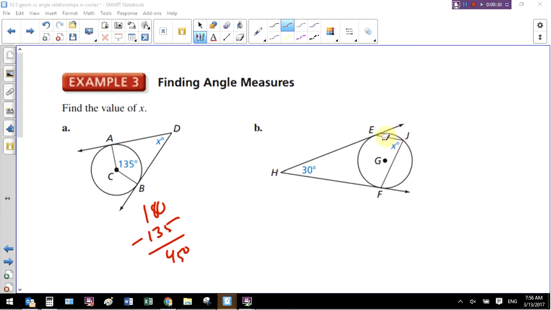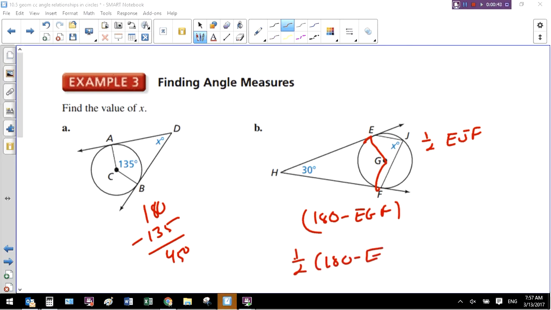This one's a little more complicated. So we've got that inscribed angle, so this would be 1/2 of EF or EJF. And we also have this would be that central angle, which is the same as EJF, so 180 minus EGF, and this is the same thing. So we could actually say 1/2 of 180 minus EJF is really the same thing because they have that same arc there. So we could replace that with the 30, and 1/2 of 150 would make it 75 degrees. So x is equal to 75 degrees.